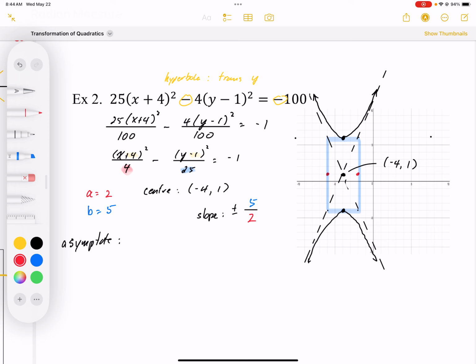So then the equation of my asymptotes work out to be y equals 5 over 2 (x plus 4) plus 1. And we can do plus minus, but I'll just do them in separate equations. -5 over 2. That is a negative diagonal slope. It passes through the center of -4, +1. So putting into the point slope form, we get those two equations of the asymptotes.